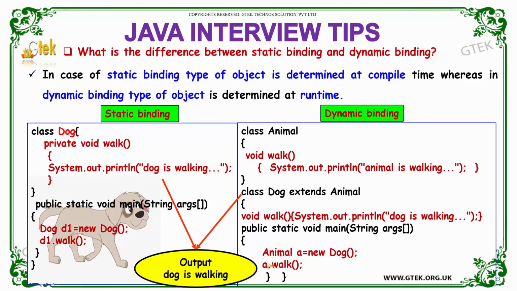So if you see, when I invoke the walk method using this object A, it will invoke the derived class method. So this is known as dynamic binding, and it happens only during the runtime. The compiler will not be able to know which method it has to execute.